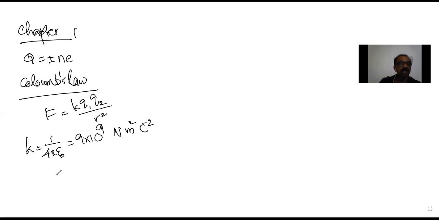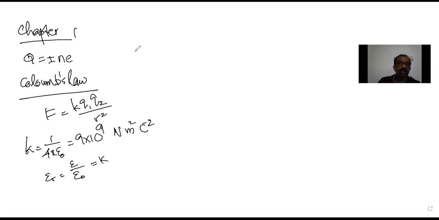If there is a medium, instead of epsilon 0, we will write epsilon. And epsilon is what is termed as the permittivity of the medium. We have a term called relative permittivity, which is nothing but the ratio of the permittivity of the medium to that of the free space. Sometimes this epsilon r can also be represented by the letter K, capital K, which is also called the dielectric constant.